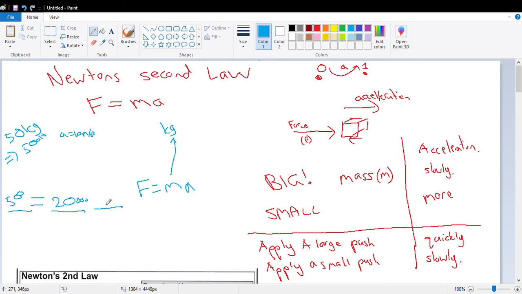20,000 times something has to equal 500. And that number is going to be very, very small. And it turns out that number is 0.0025. And this number here was representing my A value.